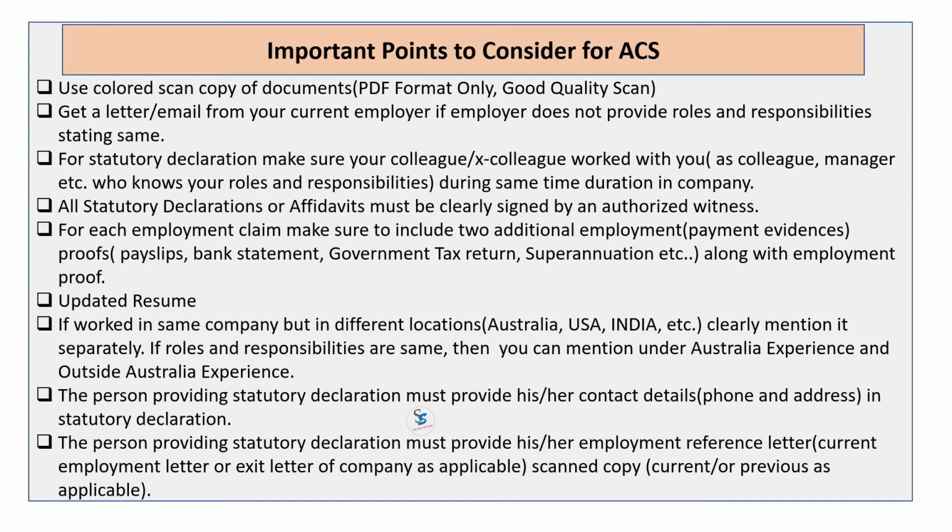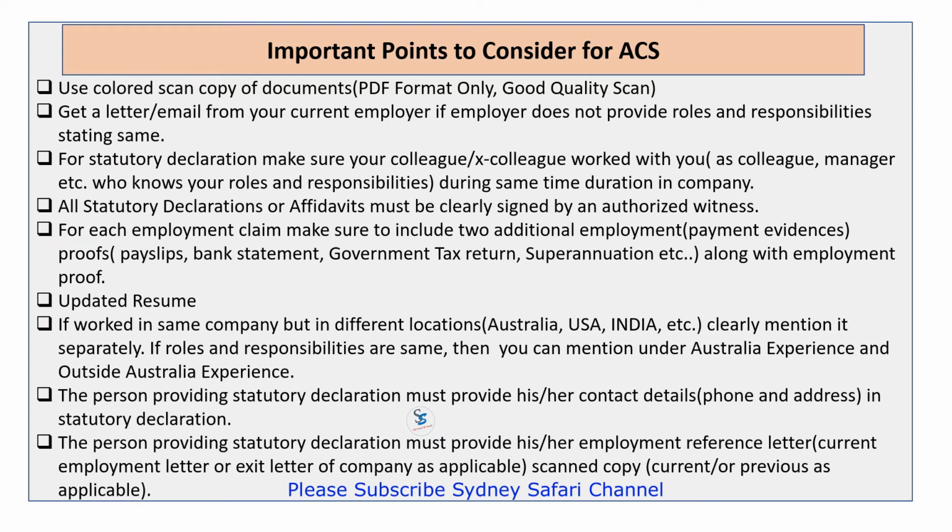Now let's discuss the important points to consider for ACS. As you can see, you should always use colored scan copies of documents, in PDF format, with a good quality scan. You should also get a letter or email from your current employer if your employer does not provide roles and responsibilities stating the same. If they provide it, then all good. No need to provide any letter or email.